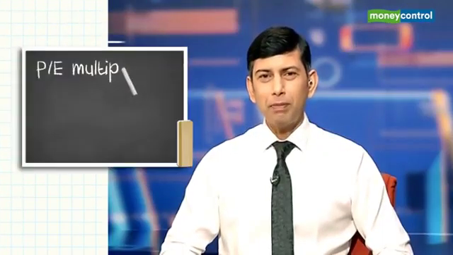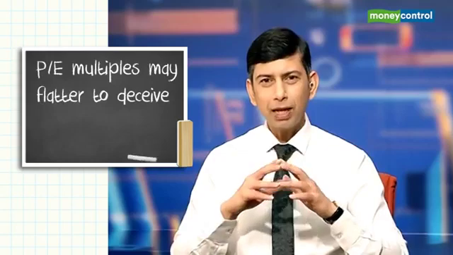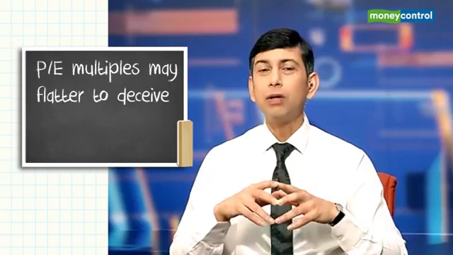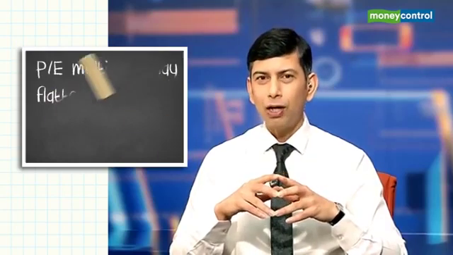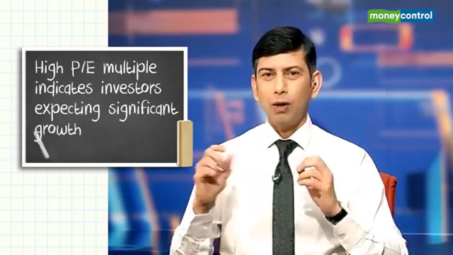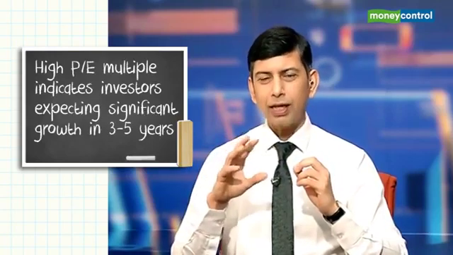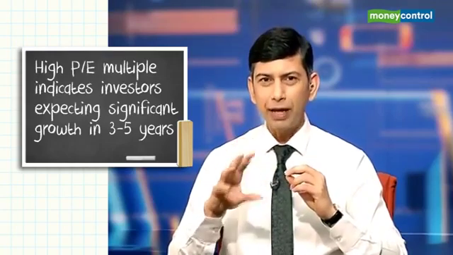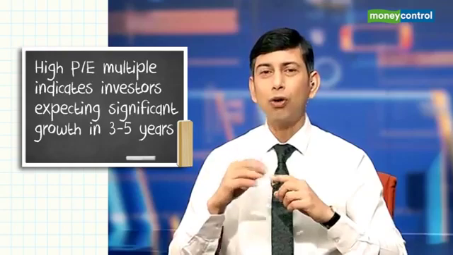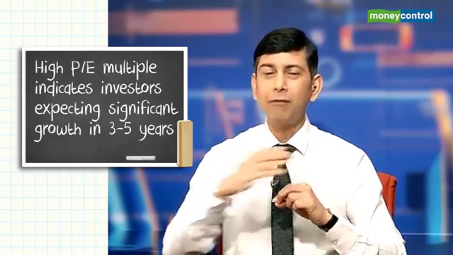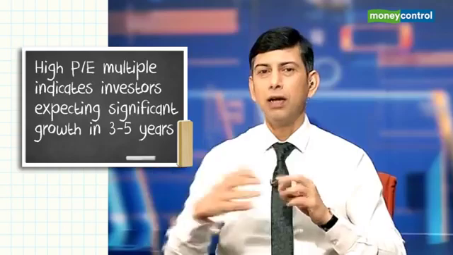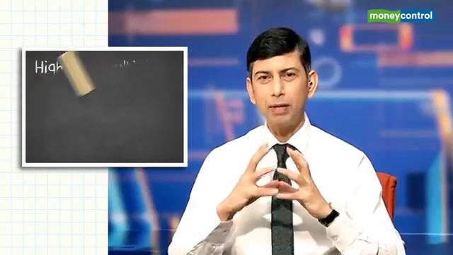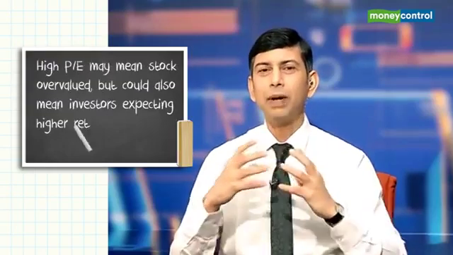Well, this is a problem with PE multiples because PE multiples can often flatter to deceive. Sometimes you think that a PE multiple is too high and you do not buy a stock. Now, this may be dangerous because what the market is doing at some points in ascribing a very high PE multiple to a particular business is essentially signaling that it expects the growth of this business to be fairly significant over a 3, 4, 5-year period. Now, the market may be right or wrong in that, but one always needs to look at the PE multiple in relation with the expected growth.